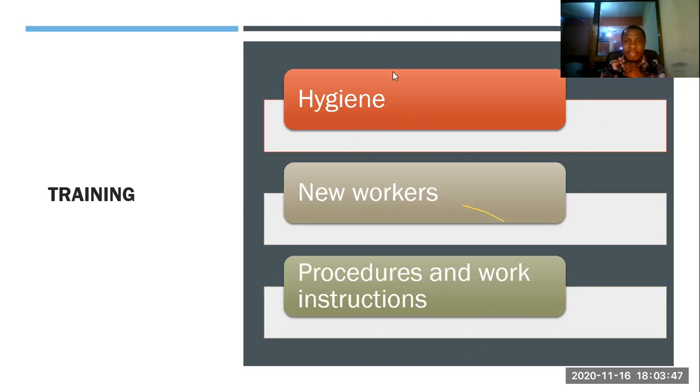So the way your client can prove that they are meeting the compliance requirement concerning training is by keeping training record with the training content stated on the record, not just the name, the date, and the signature. But if they have training on hygiene, what are the topics that were treated under that training? They want it to be documented, and the workers will sign.